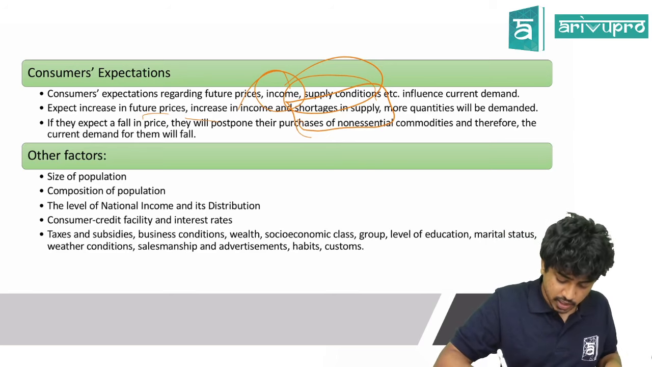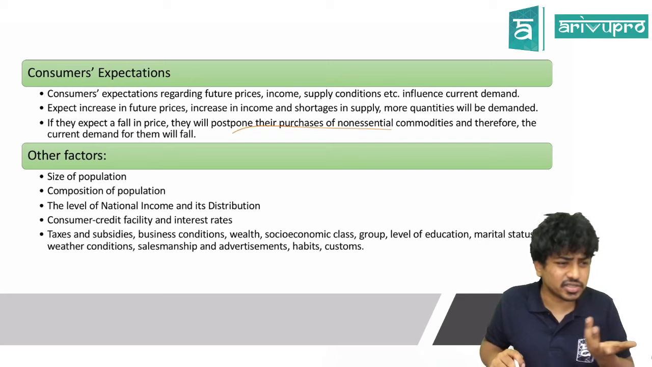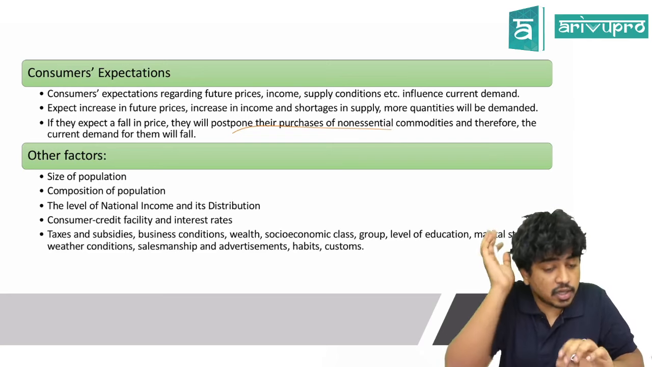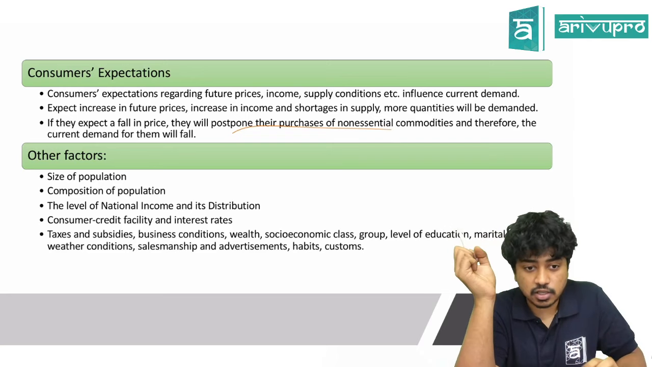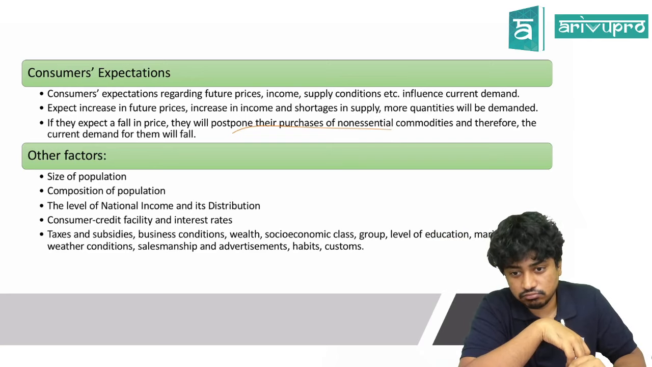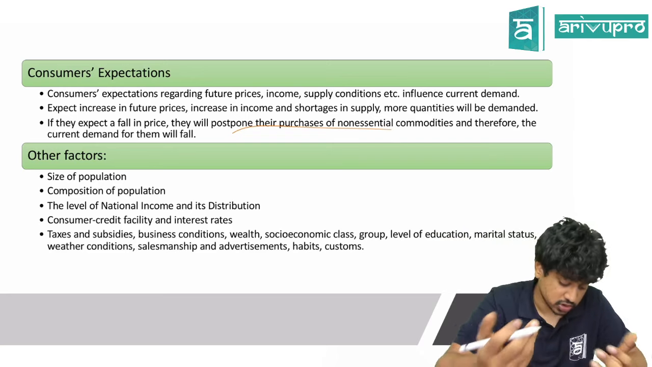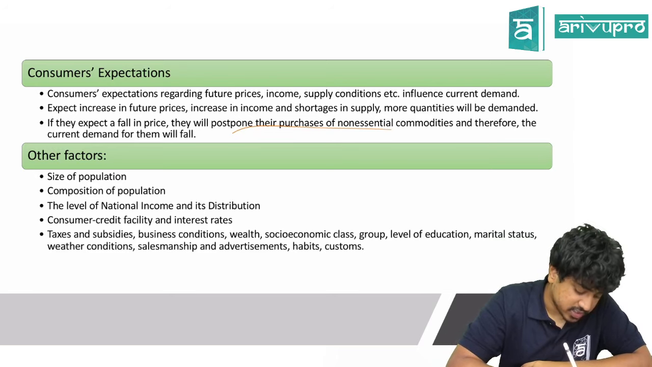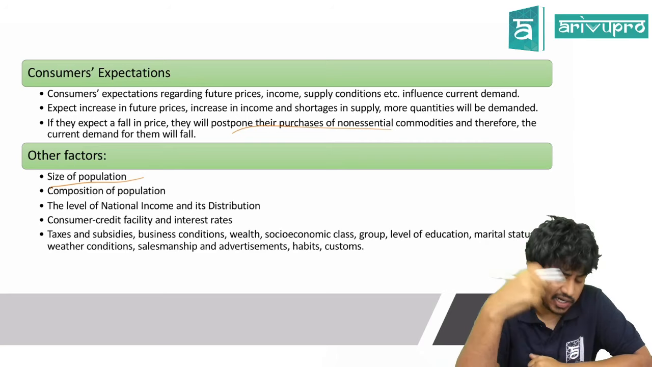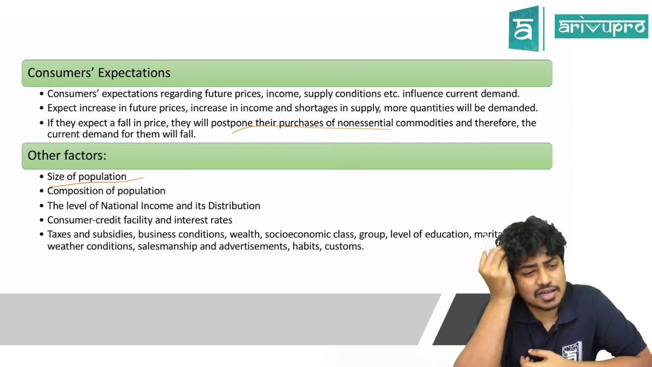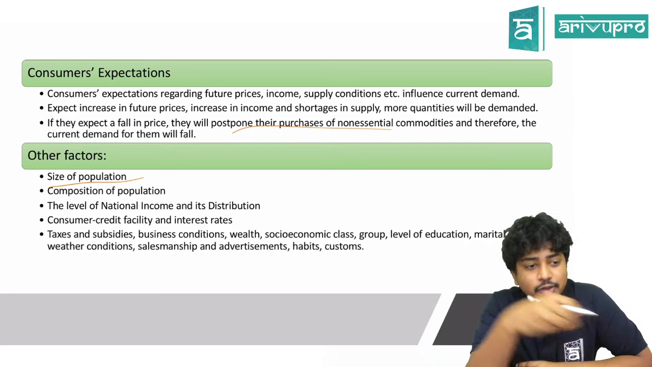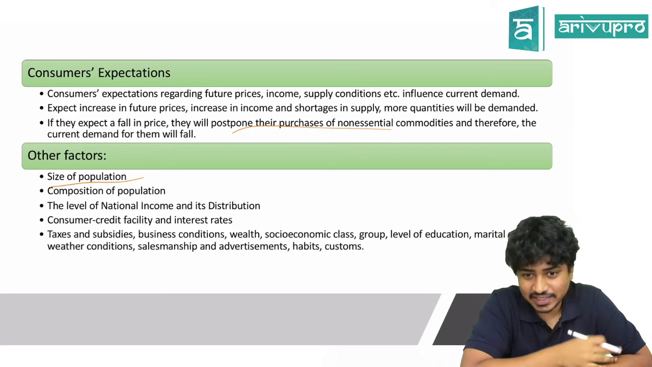If it's not so important, what will you do? You will postpone your purchase. If it's not an essential item, you will postpone it. See, there are thousands of things why demand gets affected or changes. We cannot pinpoint one thing and tell why demand changes. There are thousands of reasons, for example size of population, level of national income, consumer credit facility, interest rate, tax rate. They can ask you n number of questions on this. You should be in a practical world, apply your common sense and try to answer.